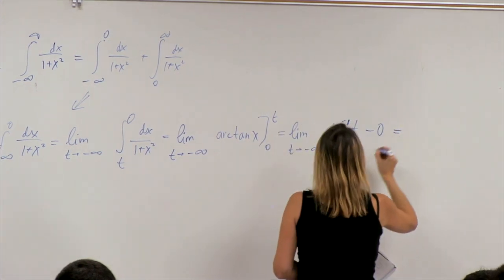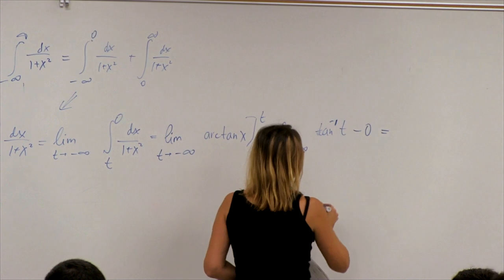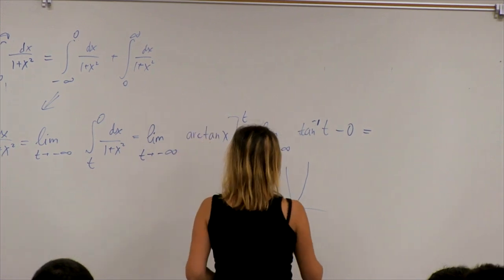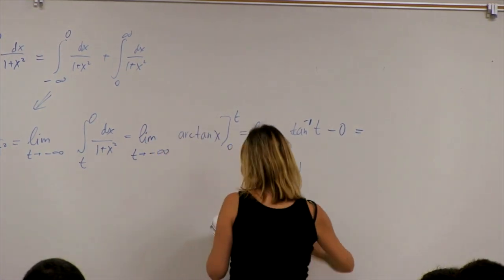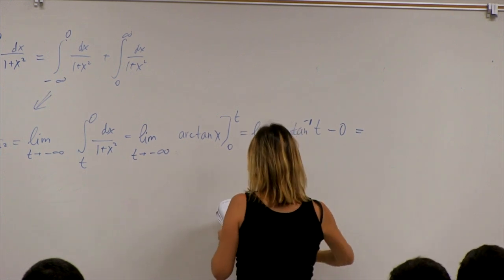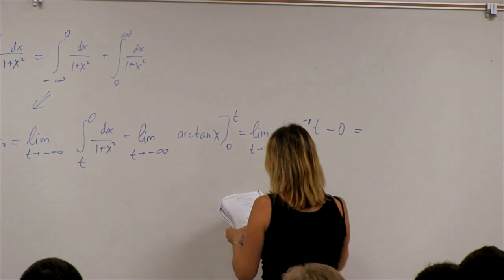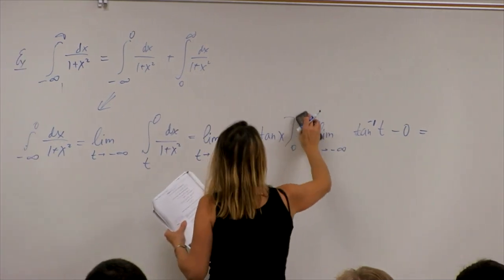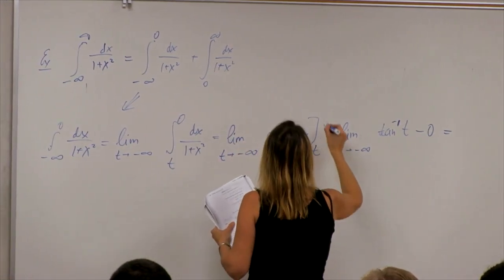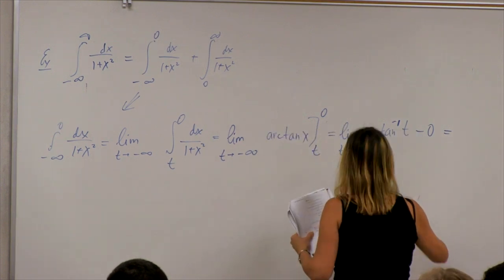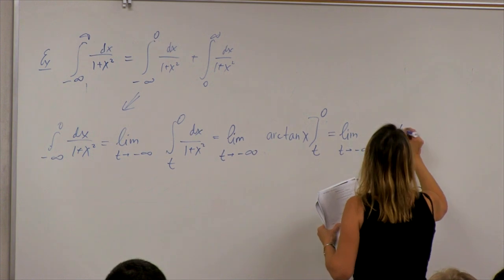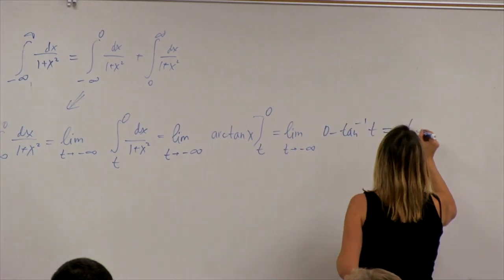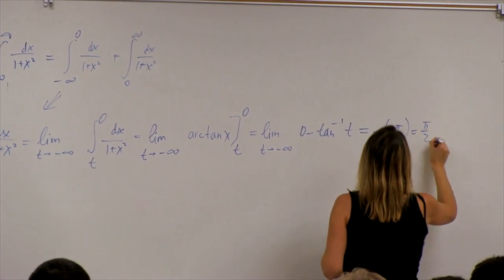So what's the limit? You have to recall the shape of tangent and then arctangent. In this case, when t goes to minus infinity, we have minus pi over 2. Except I exchanged the limits of integration. So it's 0 minus arctangent of t, sorry. So it's minus negative pi over 2. It's pi over 2.